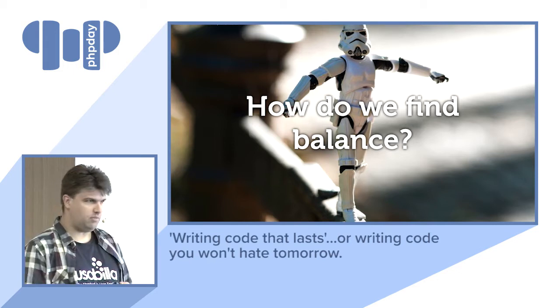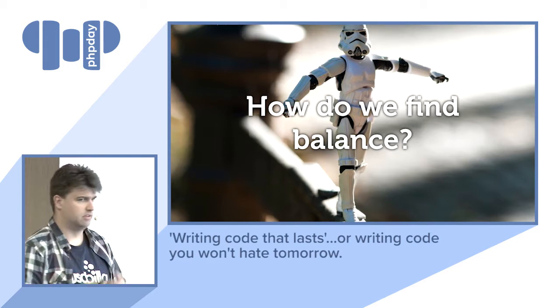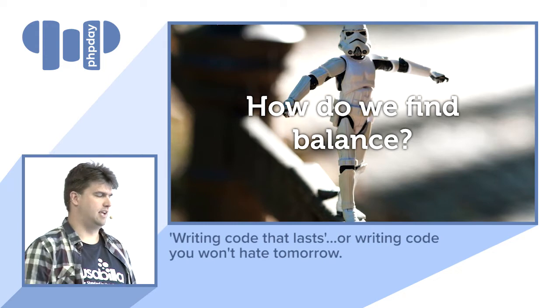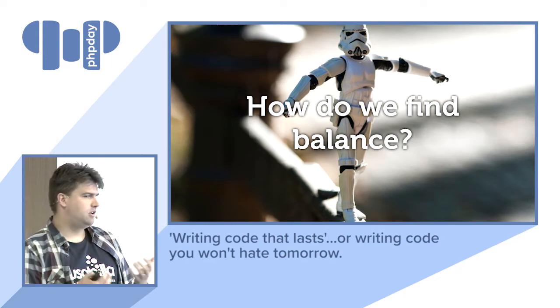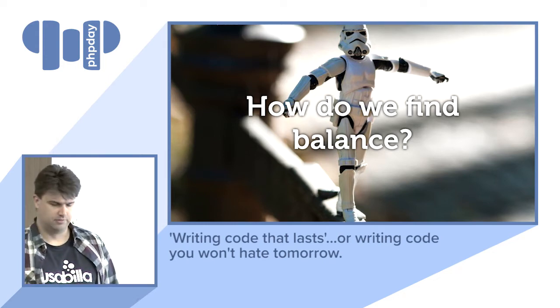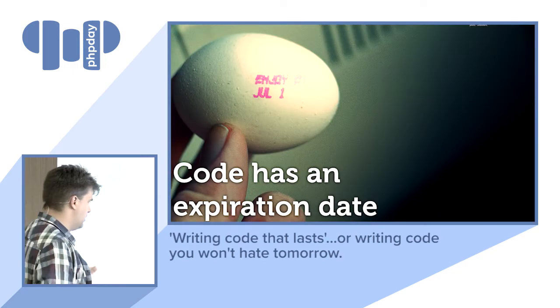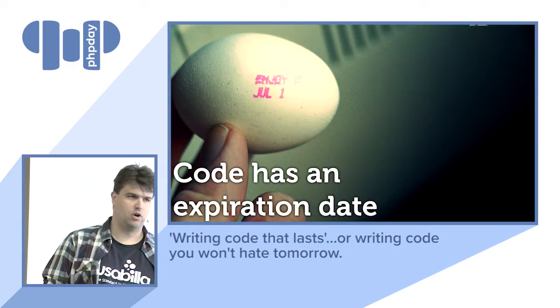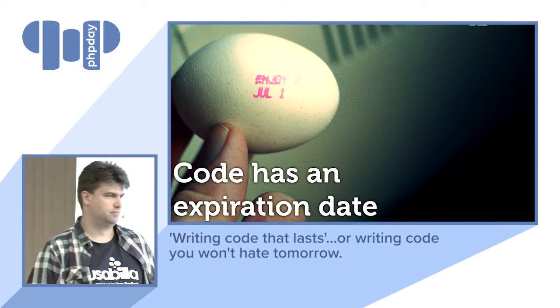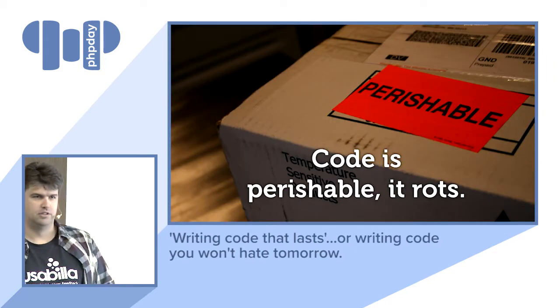So in talking about how we make code that's going to go into the future, we also need to understand why it is that code keeps running into problems. The first thing I found is that code has an expiration date. Code is not going to last forever, no matter what you do, right? It's like perishable items. It'll go bad.